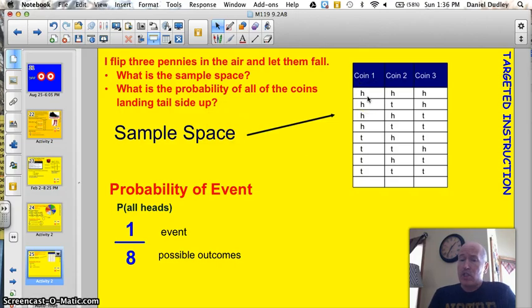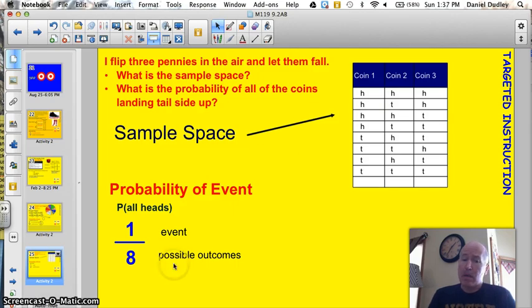So this chart is really an organized list. I started off with all heads. Heads, heads, heads. Then I could have heads, tails, heads, and heads, heads, tails. And I keep moving it around until I have all the different possible combinations. And I ended up with tails, tails, tails. And I even had an extra line down here because I wasn't sure how many different possible combinations there were going to be. I just started listing them. Well, I found out that there's 1, 2, 3, 4, 5, 6, 7, 8. There's 8 possible things that could happen when I flip those coins and let them fall.